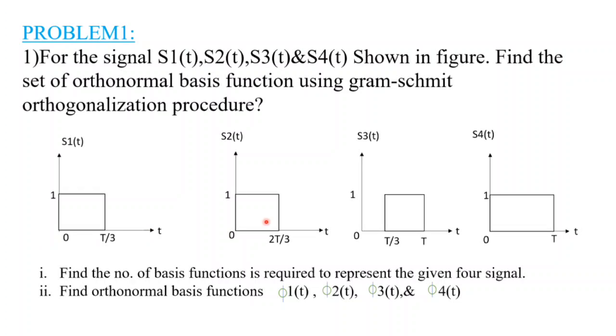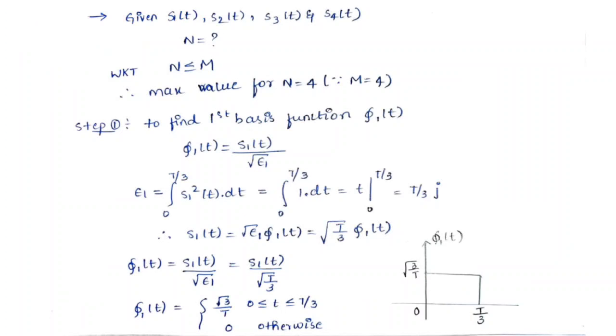So now we will move to the solution of the problem. Here, given S1 of t, S2 of t, S3 of t, and S4 of t, we have to find n. We know that n is less than or equal to m, that is, the maximum value for n is 4, because m is also 4.